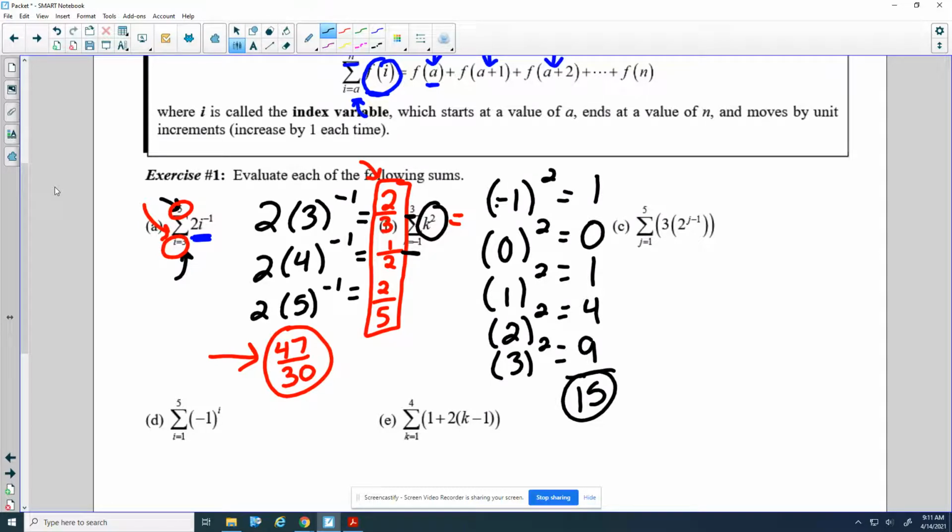So I would suggest pausing the video and trying the next 3. I will quickly go over them once you're done, just to make sure you have the gist of what's going on. Okay, so looking at letter C, I need to plug in a 1 through a 5. So this is 1 minus 1, 2 minus 1. Now the variable I'm using is j.